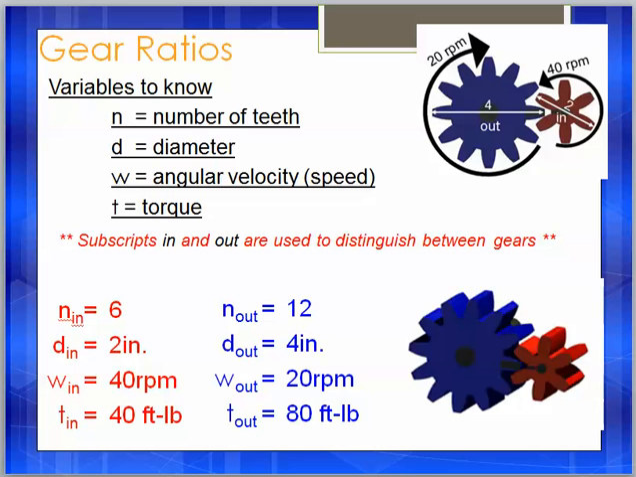Gear ratios. We've got some terms here we've got to learn. And these terms here, N is the number of teeth, D is diameter, W is angular velocity. That's going to be probably the harder one for you to remember, and T is the torque. Down here, they've given us two different gears, and they've given us all this information.